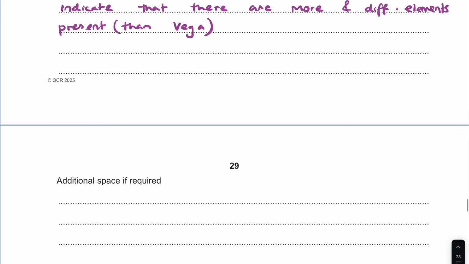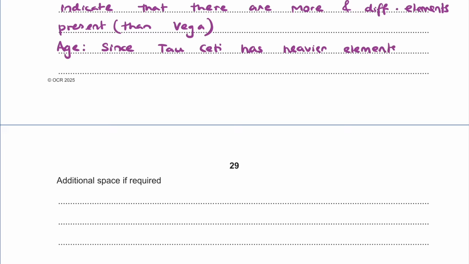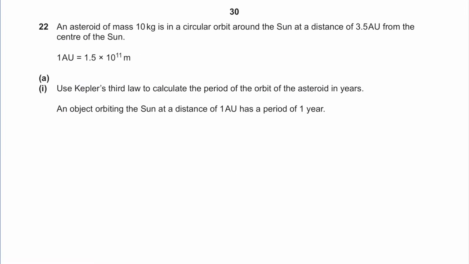In terms of the age, since Tau Ceti has heavier elements than hydrogen, as there are more lines, it's got to be older. Hydrogen takes millions of years to fuse into these elements, so Tau Ceti is the oldest star. Let's move on to the next question, number 22.